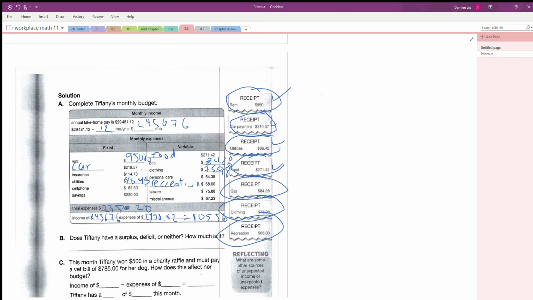Okay. So does she have a surplus, deficit, or neither? She has a surplus of $105.56, which is a pretty good thing to have, right? Better than a deficit.